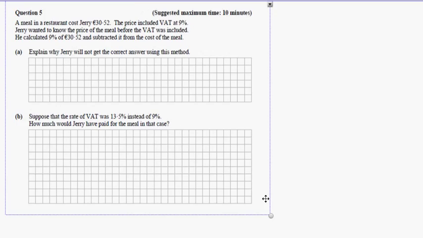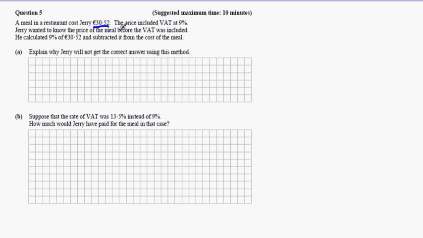The meal in the restaurant cost Jerry €30.52. The price included VAT at 9%. Jerry wants to know the price of the meal before the VAT was included. He calculated 9% of 30.52 and subtracted from the cost of the meal. Explain why Jerry will not get the correct answer using this method.